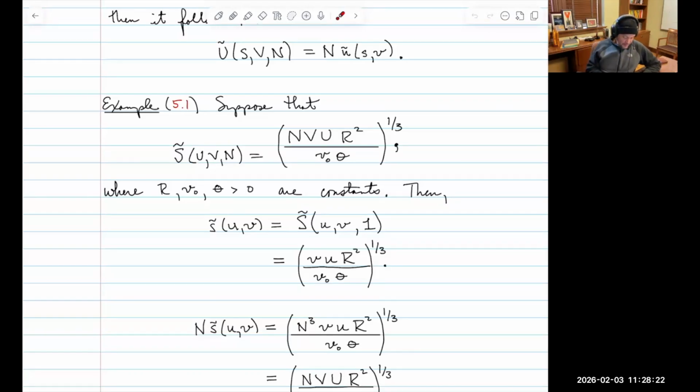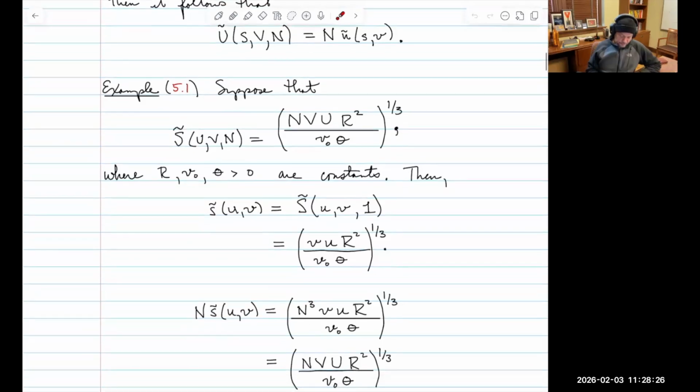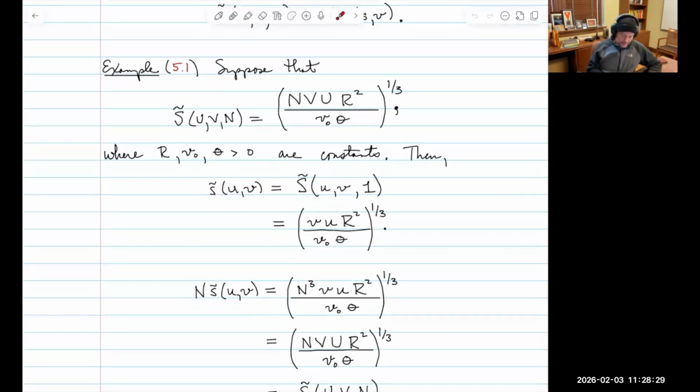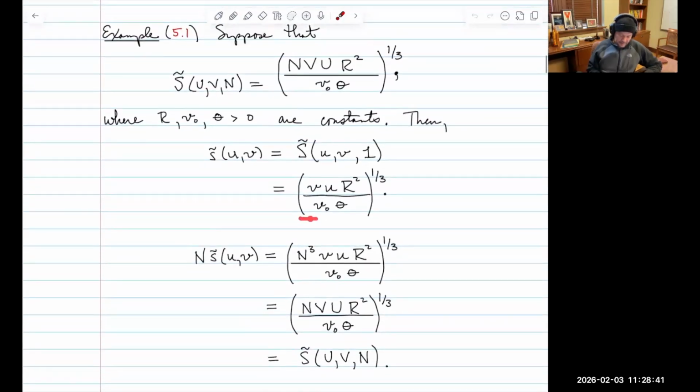These parameters R, V naught, and theta are all constants. And now all we're going to do is substitute in for U, V, and N, lowercase u, lowercase v, and 1. And of course, this gives us the dependent variable S tilde. That's equal to this function. Now, if we look at this function, we know previously the capital S tilde function is homogeneous of degree 1.